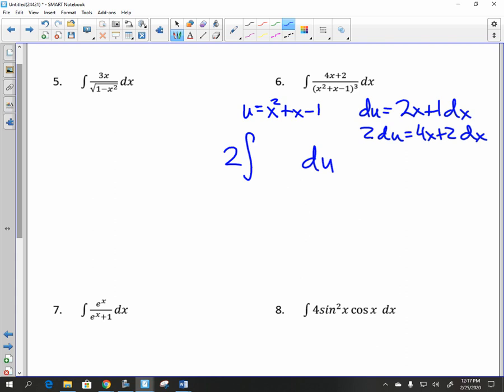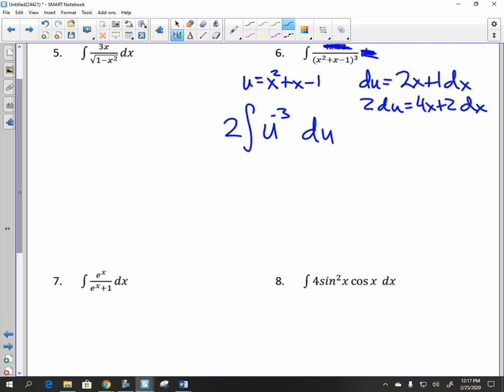When I say 2 integral du, what does that get rid of? 4x plus 2 in the dx. What's left? U to the negative third, right? Antiderivative of u to the negative third over negative 2. I multiply. Those 2's cancel.